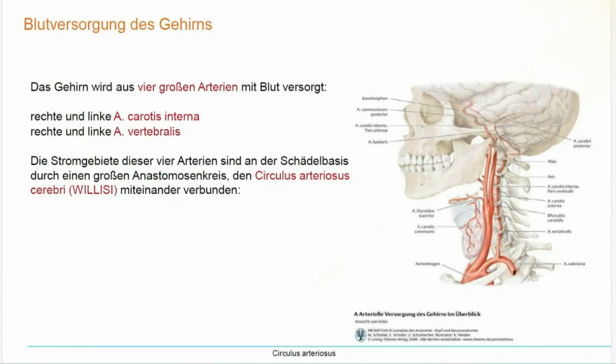Hello, today we'd like to talk about the topic of blood supply of the brain. The brain is supplied with blood by 4 large arteries: the right and left internal carotid arteries, and the right and left vertebral arteries. These 4 arteries are connected by a large anastomosis circle, called the Circulus Arteriosus Cerebri, or Circle of Willis.